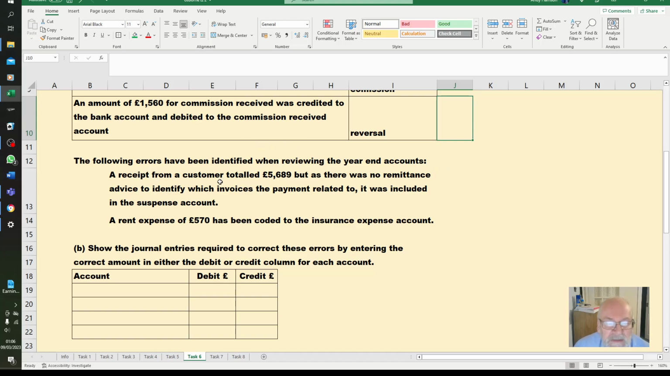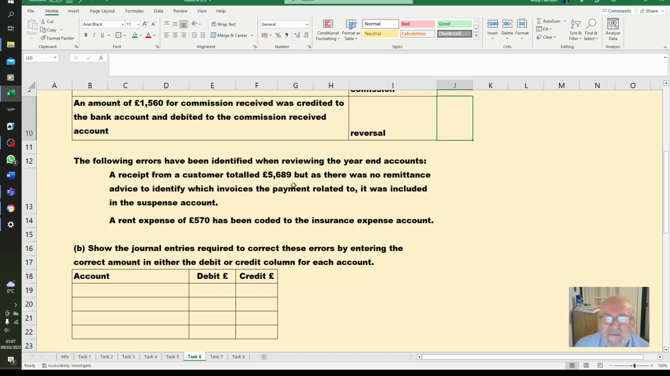What's happened? A receipt from a customer totaled, but there's no remittance advice, so we forgot which customer, but obviously it's gone in the bank, or the assumption is it's showing in the bank, because we wouldn't leave it sitting on the side. In fact, it may have even come in electronically. So it's in the bank. We've got to put it in our accounts. We don't know which customer, but that won't actually cause a trial balance problem, and we're actually talking about the main ledger here, not the receivables ledger.